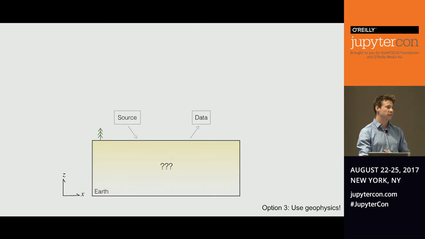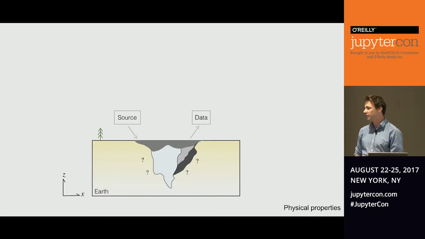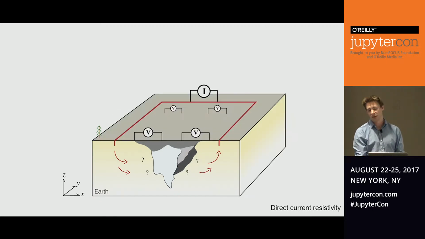In that, and especially in electromagnetics, you use some sort of source. You could light it up with a battery, or you could use an electromagnetic pulse to send a signal into the ground. That signal interacts with the physical properties in there, like electrical conductivity. And then you're collecting data in some way.